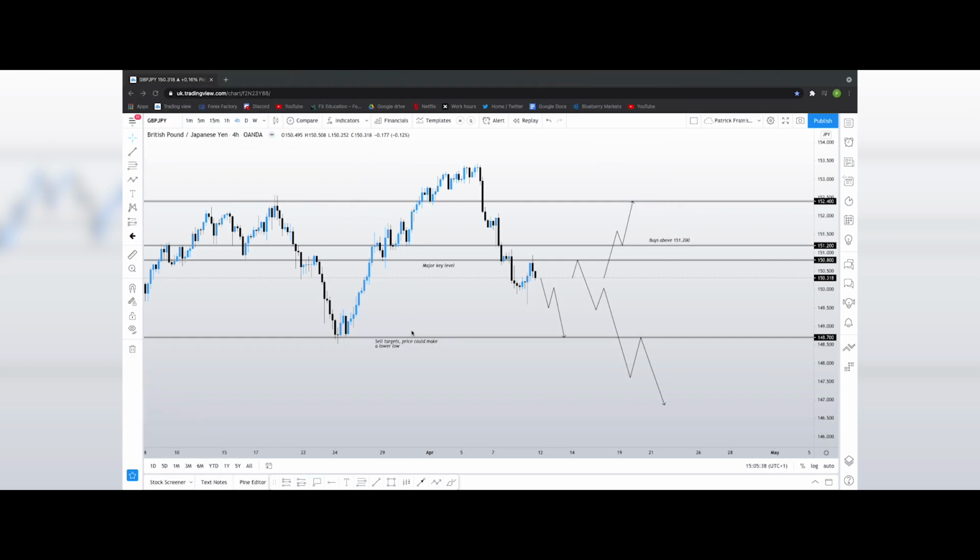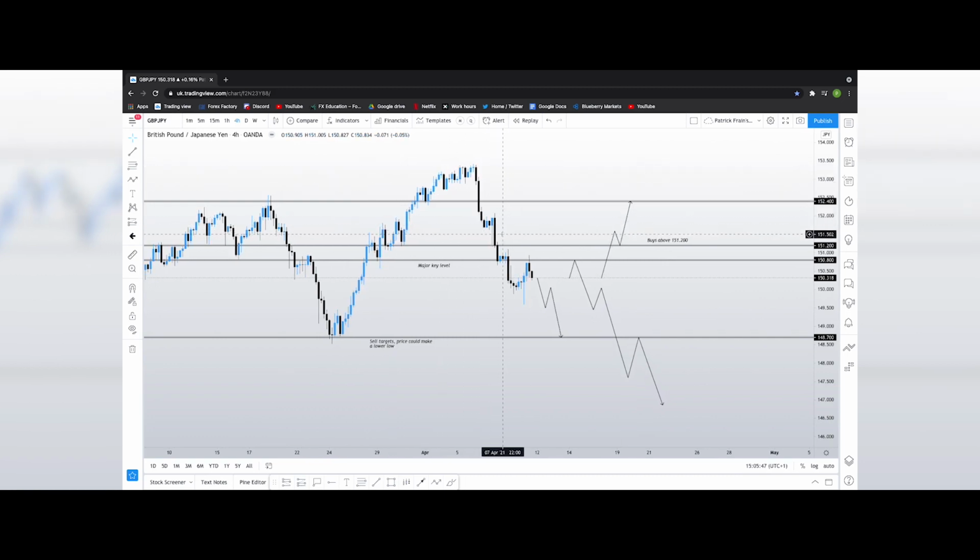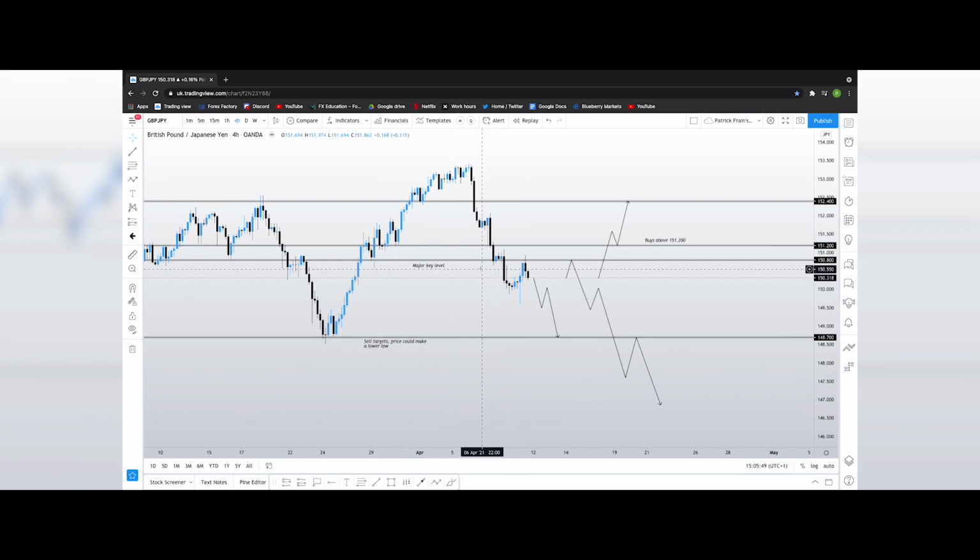And on to our next pair guys, looking at pound yen. As you can see, the past few weeks we have been very bullish, moving to the upside. However, the previous week just gone, we have dropped massively to the downside, making big moves and looking very bearish. As you can see, we did have a major key level here, which was at 158.00.